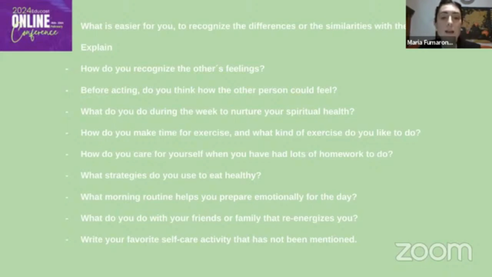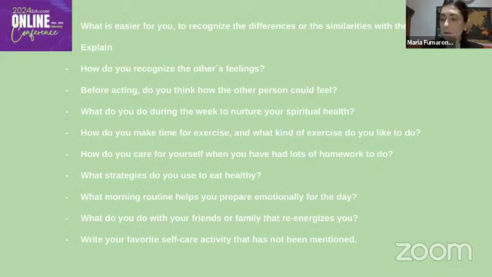It's very important how we spend our time. If you have high vibes, that now is a tendency, high vibes, good vibes, if you have a good energy, if we have fun with our family and friends, then write your favorite self-care activity that has not been mentioned.